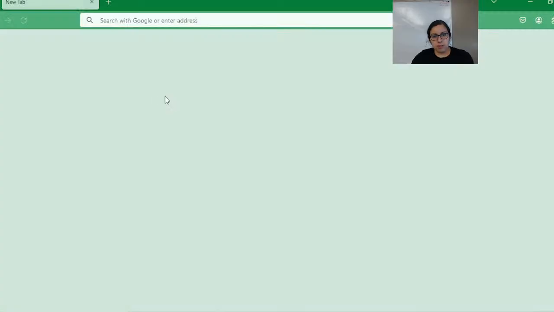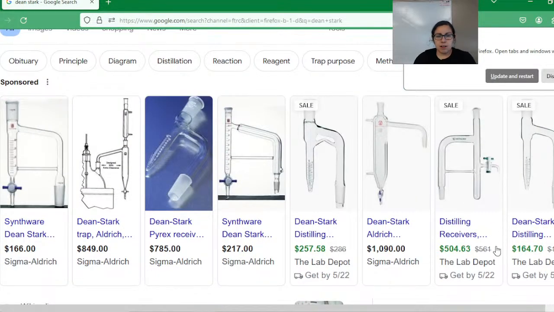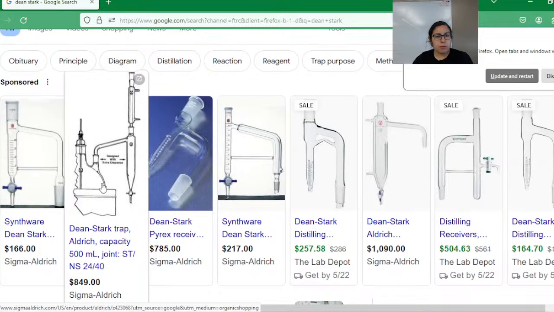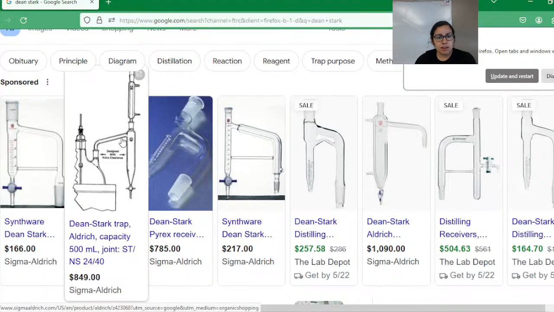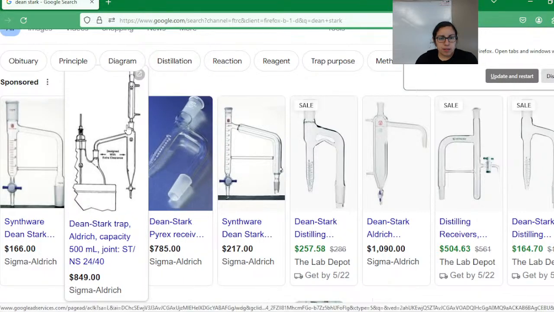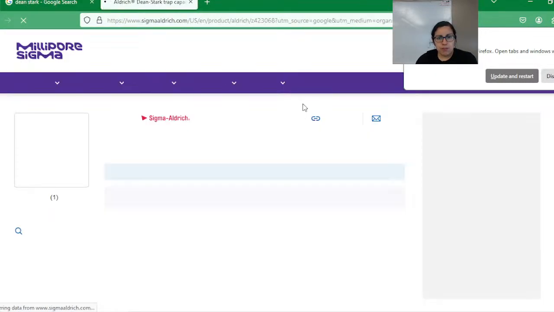And so they use this apparatus called a Dean-Stark apparatus. So this is what it looks like. It's used for refluxing or boiling a reaction. This is the Dean-Stark shown attached. So you have your flask here and it's boiling, and then your solvent can travel up here.